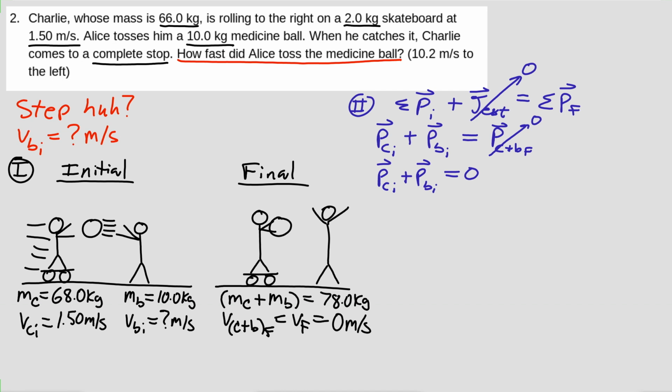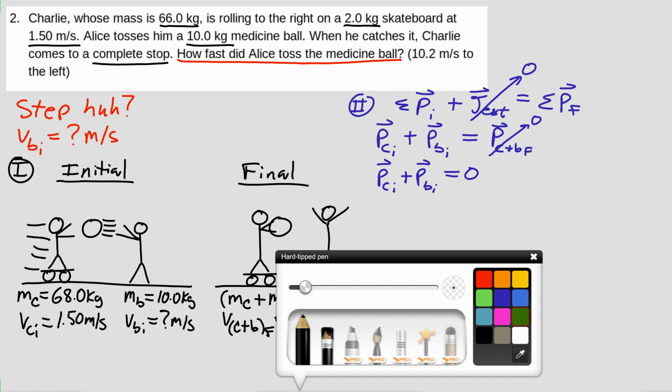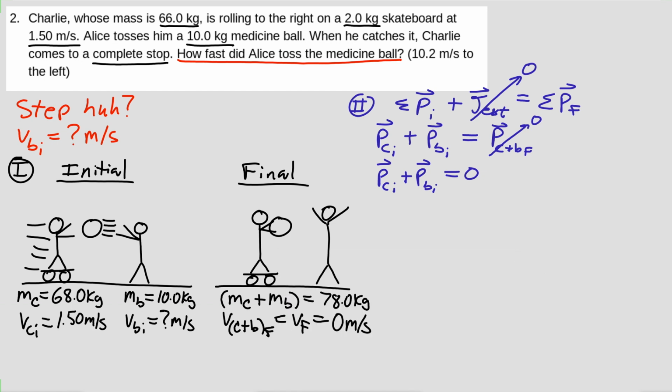So I have something plus something equals 0. But I know that these things are vectors, so that's going to work out okay. So on to step 3.